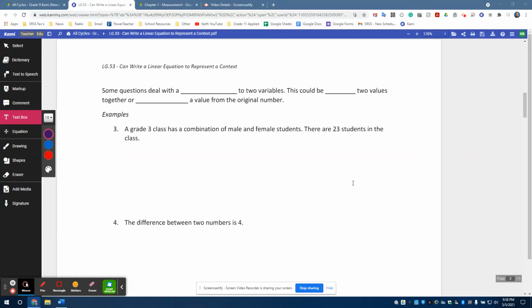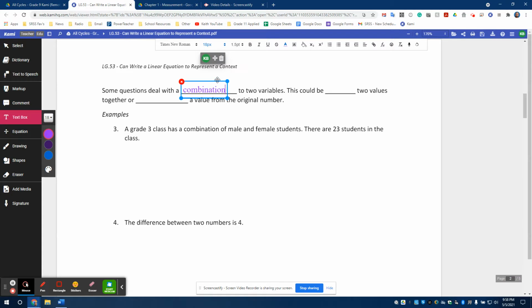So the next type of problem that we're going to deal with as we go forward is when we're talking about questions or contextual problems which deal with a combination of two variables. Okay, so we could have a combination of two variables. What that means is we usually have some sort of total at the end, and we use two different variables to come up with that total.